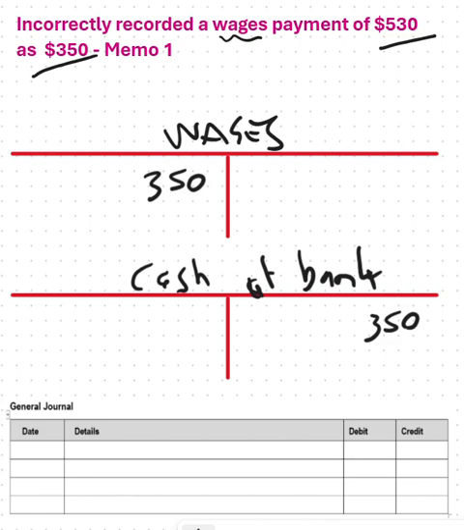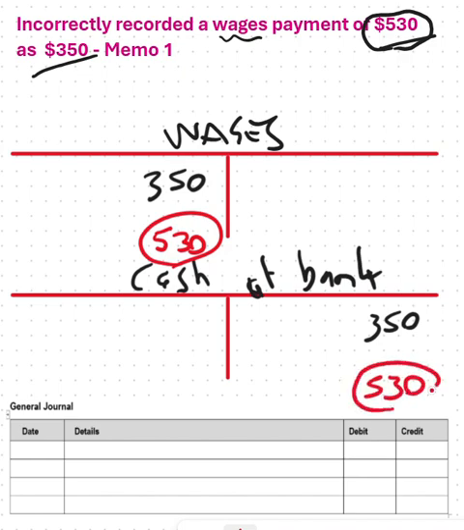What we should have done was a $530 entry for both those accounts. So therefore, the next step is just in red going to write what we should have done. We should have done a $530 debit to our expense and a $530 credit to our asset. So therefore, in order to correct this error, we need to top up our wages by $180, the difference between the $530 and $350. And we're $180 short in our bank, so we need a credit entry there for $180.